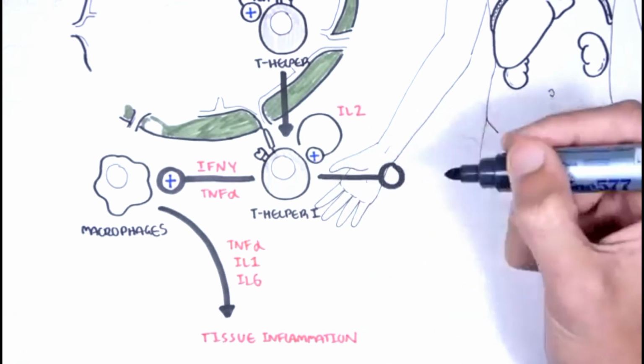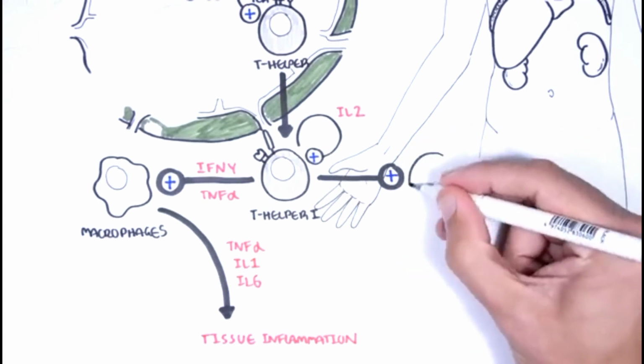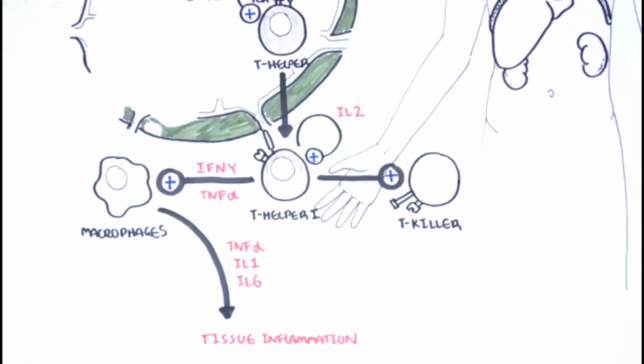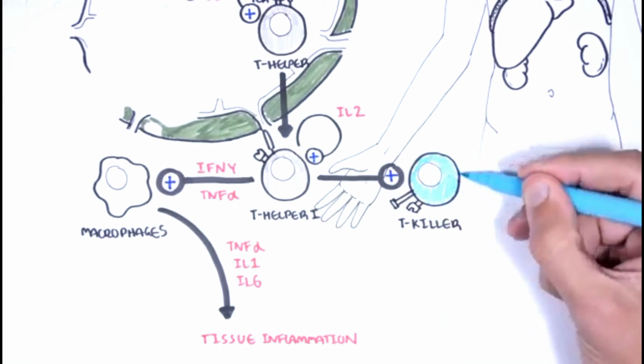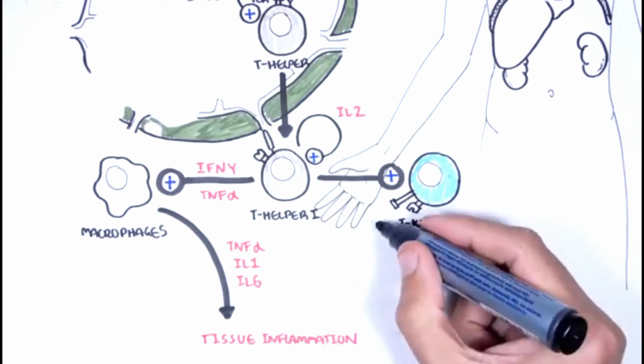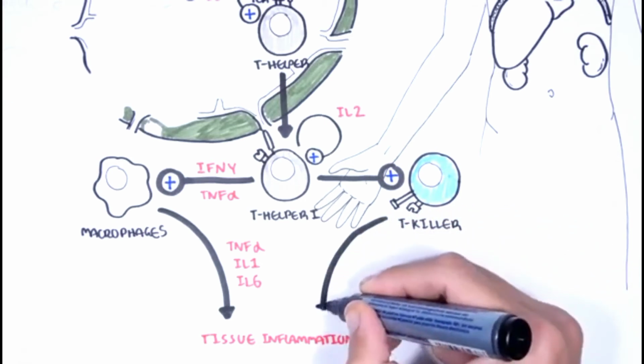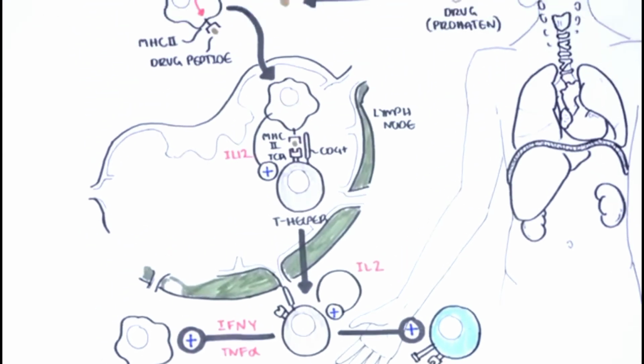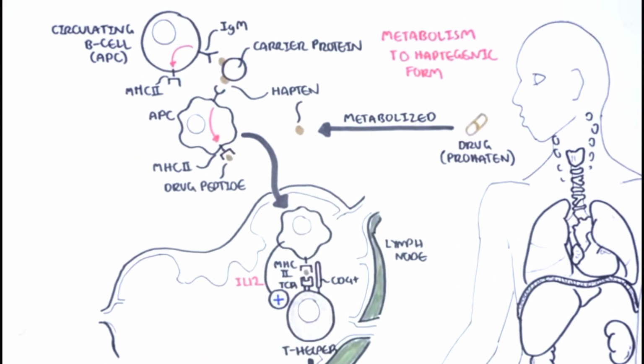T helper 1 cells promote the cell-mediated immune response by also stimulating T killer cells, also known as CD8 T cells. CD8 T cells target cells which have interacted with the drug peptide and will kill them, essentially further causing tissue inflammation as a side effect. This mounting of immune response is what happens in DRESS syndrome. The first theory we looked at was called the metabolism to haptogenic form.